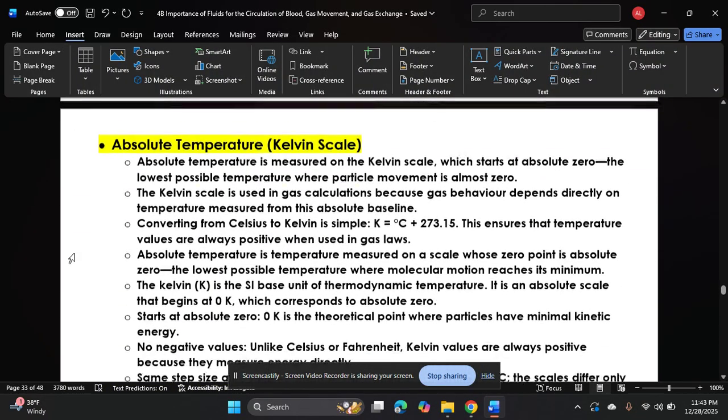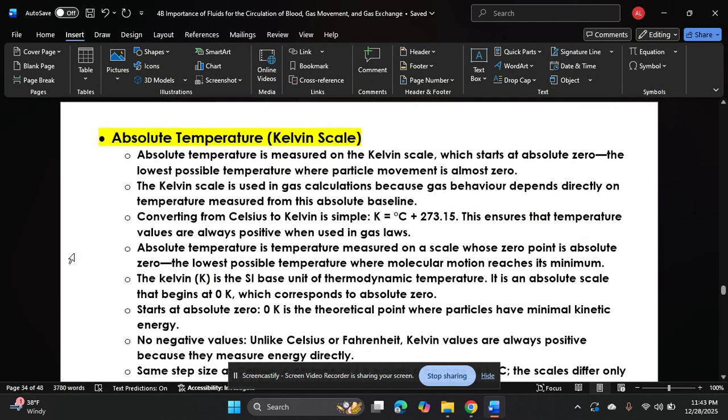Absolute temperature, the Kelvin scale. Absolute temperature is measured on the Kelvin scale, which starts at absolute zero, the lowest possible temperature where particle movement is almost zero. The Kelvin scale is used in gas calculations because gas behavior depends directly on temperature measured from an absolute baseline. So K equals Celsius plus 273.15. This ensures that temperature values are always positive when using gas laws.